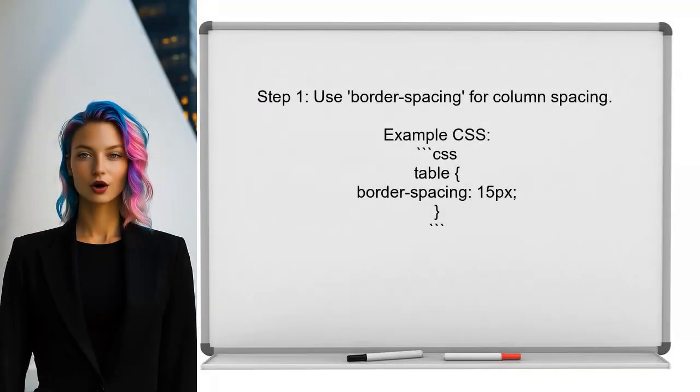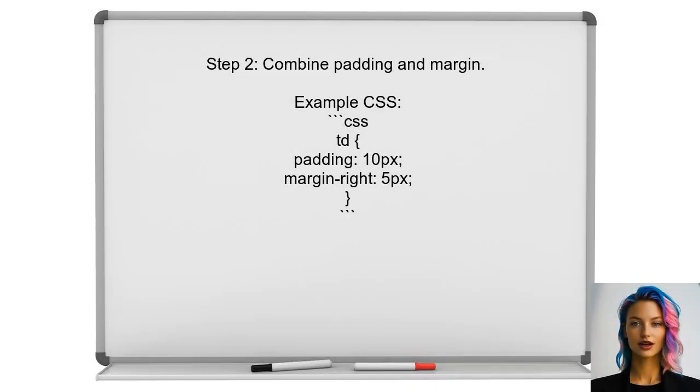To achieve the desired spacing between the table columns, the user should first consider using the CSS property called border spacing. This property allows for spacing between the borders of adjacent cells. If the user finds that border spacing is not working as expected, they can try using a combination of padding and margin on the table cells. This method can help create the illusion of space between the columns.